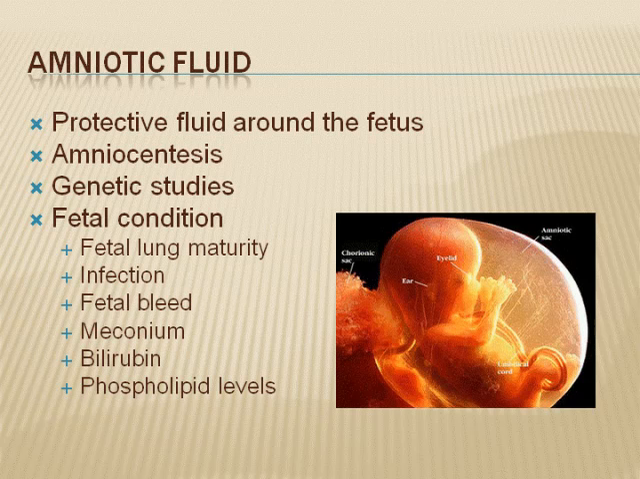Is there an infection in the fluid? A fetal bleed, and how much of a fetal bleed there is. Is there meconium? Meconium is fetal stool, and it's not good for the fetus to aspirate meconium. We're also looking at bilirubin, which can be useful in assessing liver maturity, and phospholipid levels. So there are lots of screening tests today for amniotic fluid, but usually that is reserved for much larger laboratories. Otherwise, I'm pretty used to amniotic fluid being a send-out test.